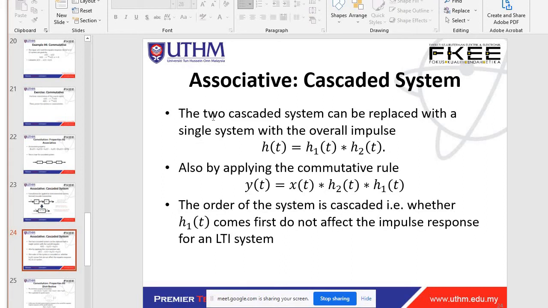Okay, for the associative, two cascaded systems can be replaced with a single system with the overall impulse response. So h can be represented by h1(t) convolute with h2(t). Also applying the commutative rule, you still remember the commutative from the first property. So y(t) equals x(t) convolute with h2(t) and convolute with h1(t). So actually it is x(t) convolute with h1 and h2.